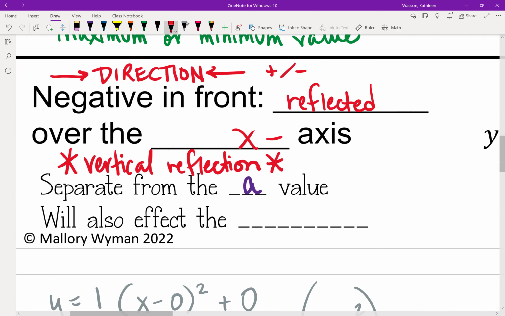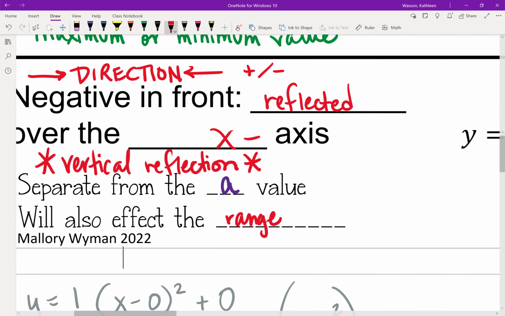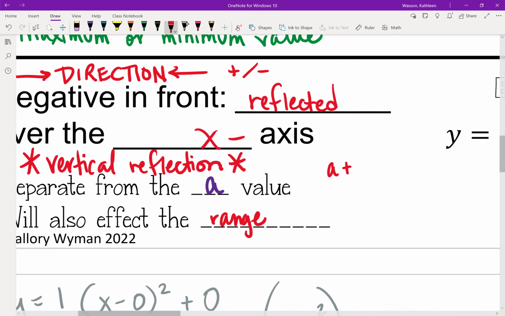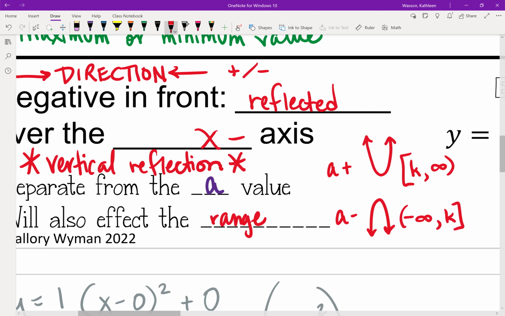So since this affects which way your parabola opens, this also affects the range. Whenever you have a positive number, it'll open up. And so your range will be from K, the lowest, to infinity. Whenever A is a negative number, your graph is upside down, and we do lowest to highest for range. So your range will be negative infinity up to K, and K will be the highest.